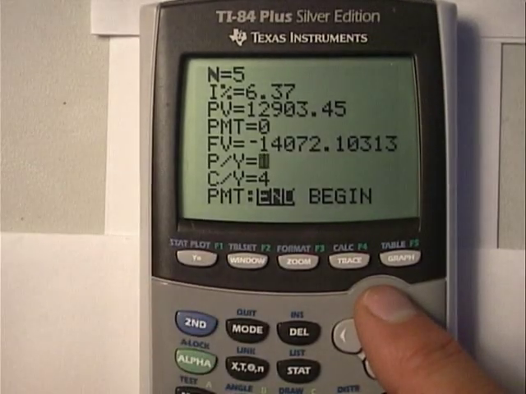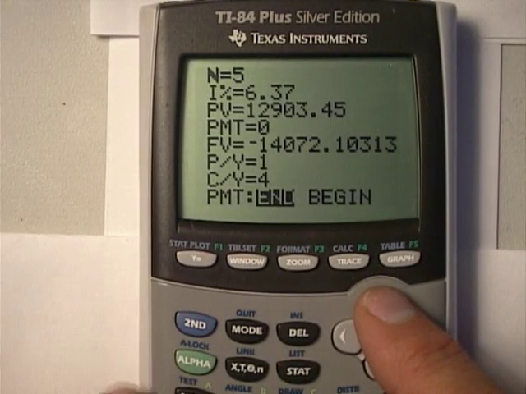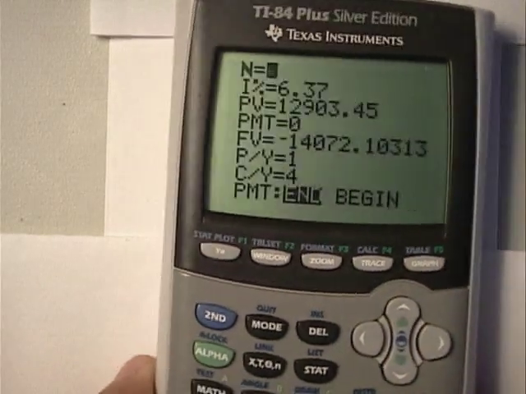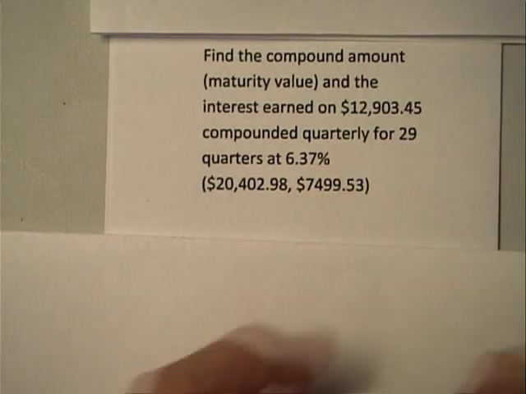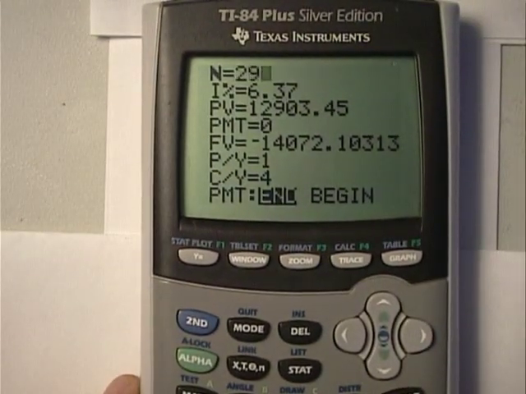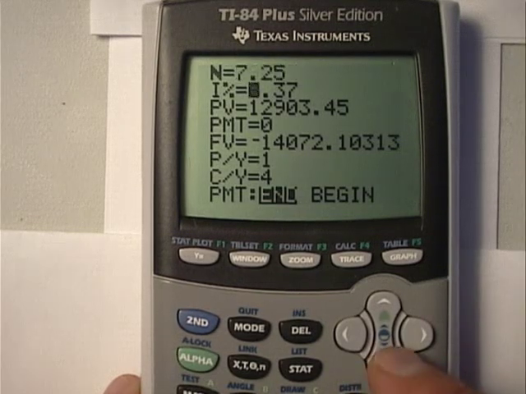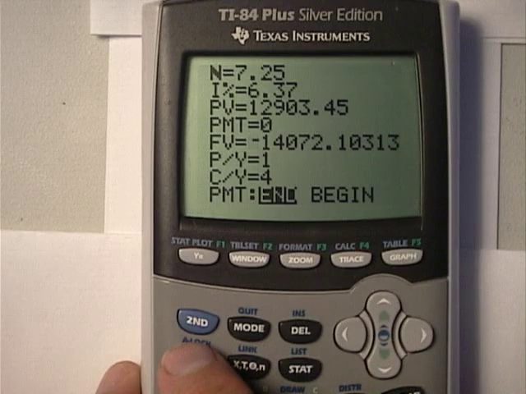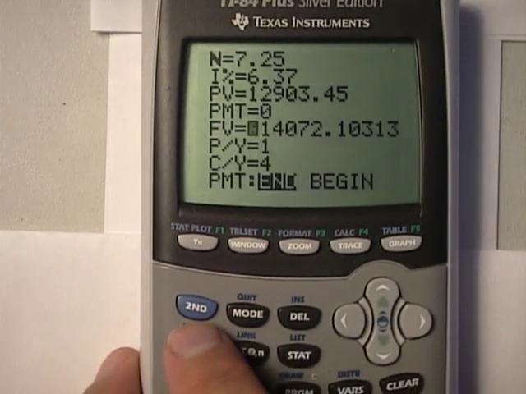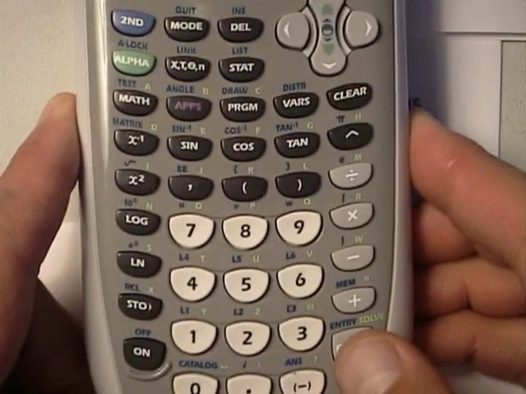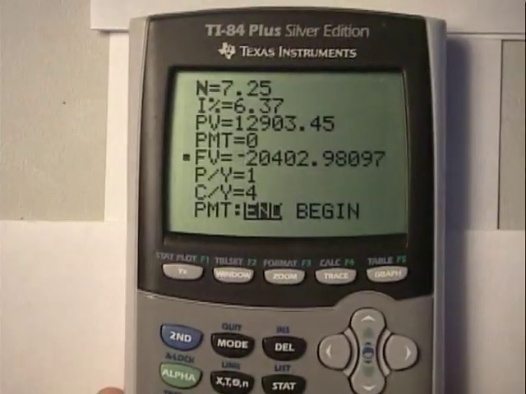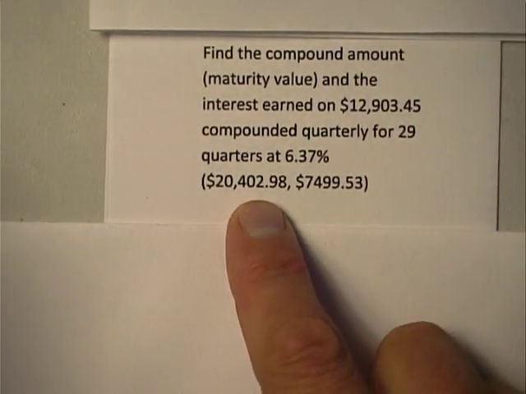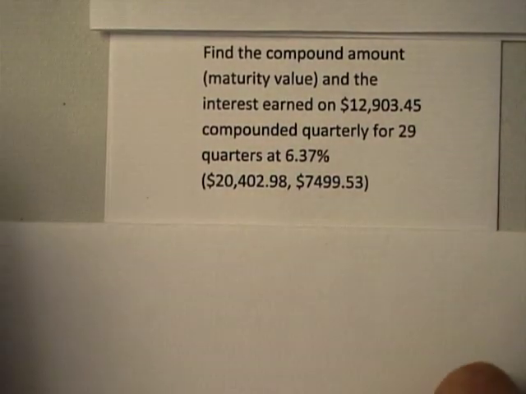All right, so pay attention here because there's two ways to do this. One, I could leave the payments per year at 1, and in which case up here goes the actual number of years. So we're supposed to do this for 29 quarters. So I can do 29 divided by 4 and get 7.25 years. In which case I can do alpha, just like the solver, alpha, solve, enter, and I'll get 20,402, which is this number that I got right here, okay, for the maturity value.